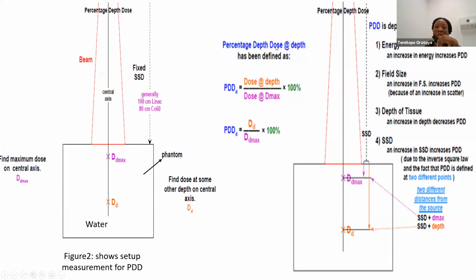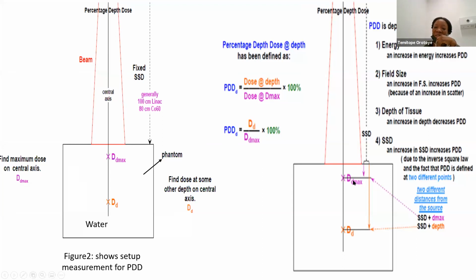It is defined as the quotient of the absorbed dose at a particular depth to the absorbed dose at a reference depth. There is something we call Dmax, which is this reference depth. For different energies, we have different Dmax.